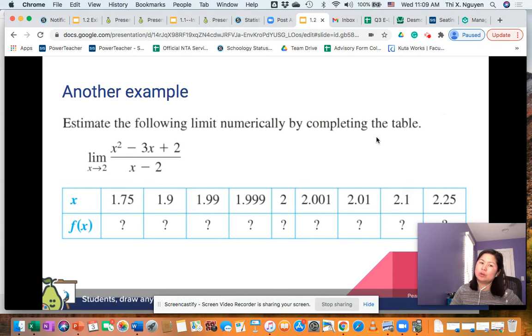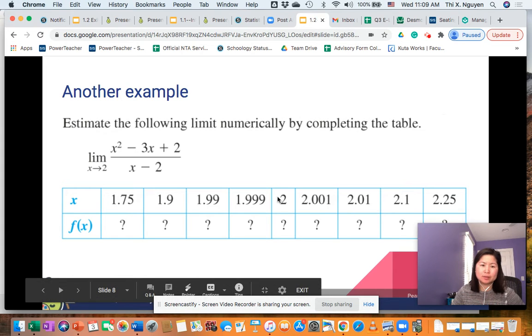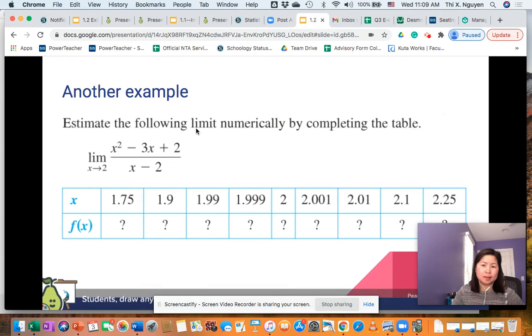Okay, so let's go over how to use the graphing calculator to find the limit. This is the example that we did in class. Estimate the following limit using the table. The function is x squared minus 3x plus 2 over x minus 2. And over here, the notation says limit as x approaches 2.